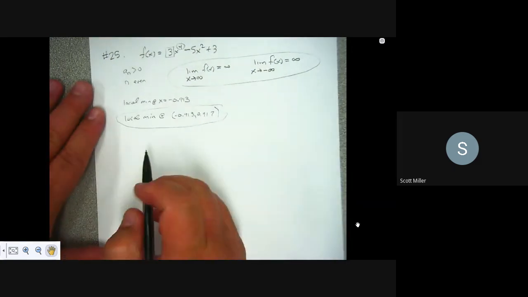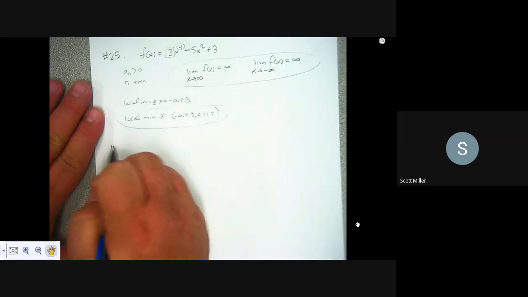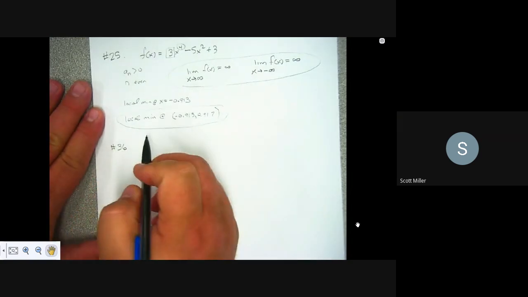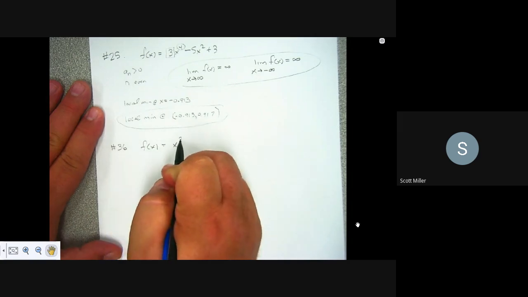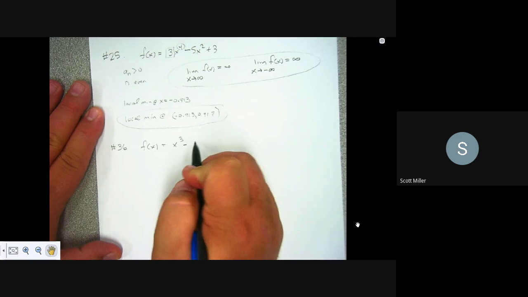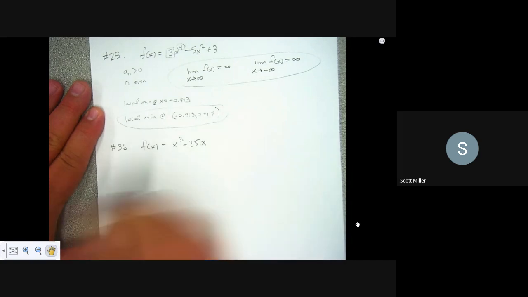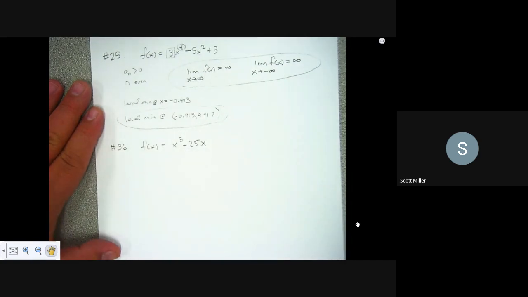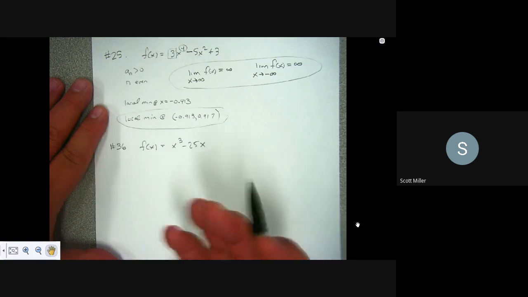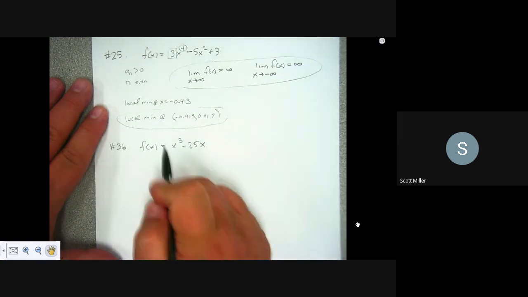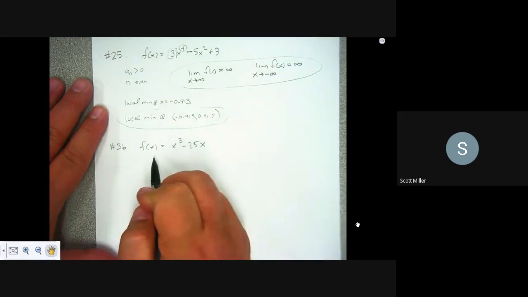Let's look at another one. Let's look at problem number 36. In problem number 36, I have a function x to the third minus 25x. And in this case, it asks you to find the zeros algebraically. So the only algebraic technique that you have that will help you with this is factoring. So this is a factoring problem. Your goal is to factor this completely, and then we're going to set it equal to 0.